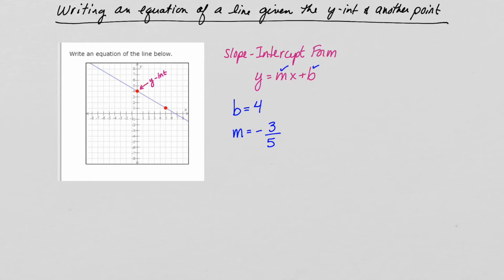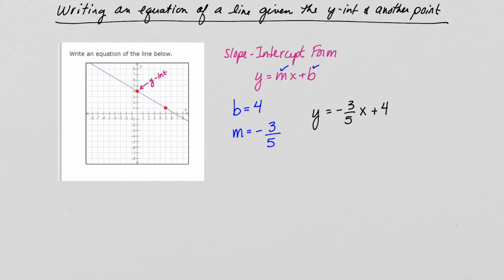Now that I have m and I have b, I can just easily plug them in. So the equation of the line that we're looking for is y equals m, so negative 3/5 times x, plus our b here, which is 4. So I used the graph to find the y-intercept and to count off to figure out my slope, and then I plugged it in.